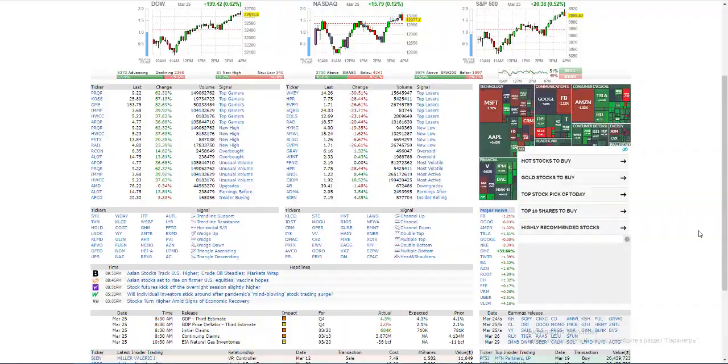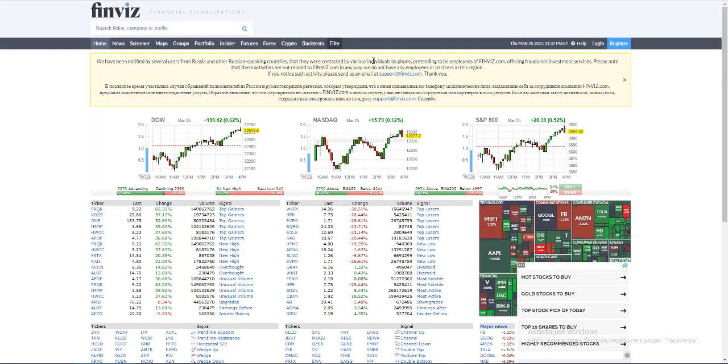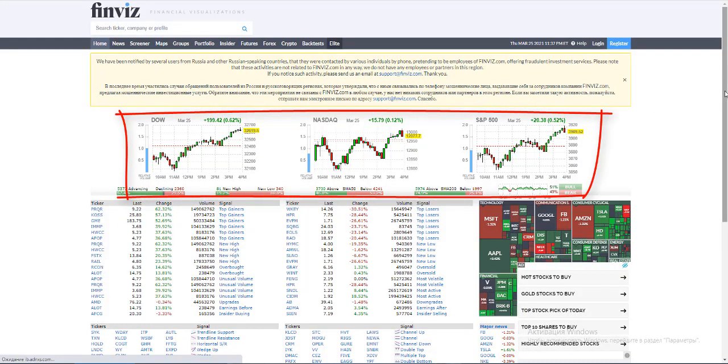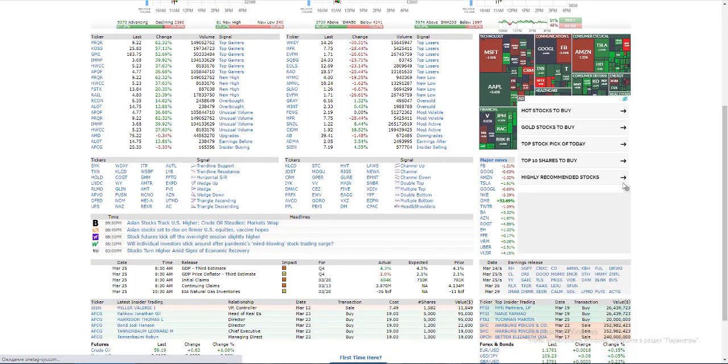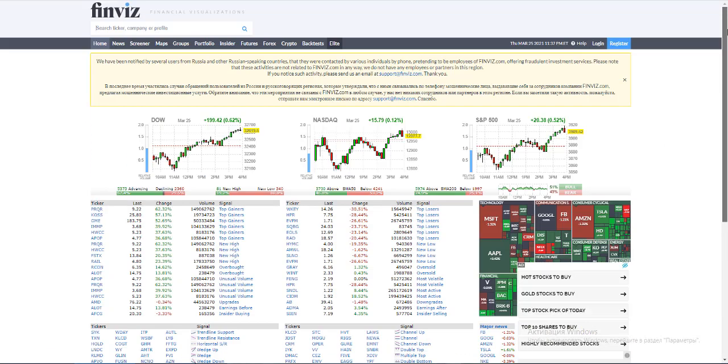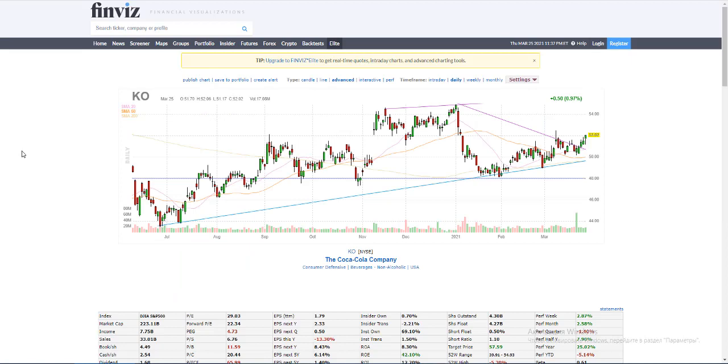This is the main page. On the top you can see charts of the major indexes of the American stock market and some industries here. Some industries grew, some fell. Again, in the search tab we enter the ticker of the company. So on this platform we check the financials like this.